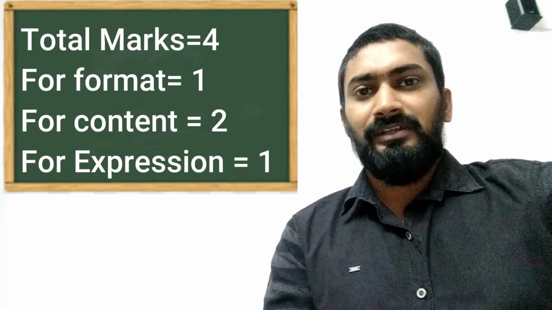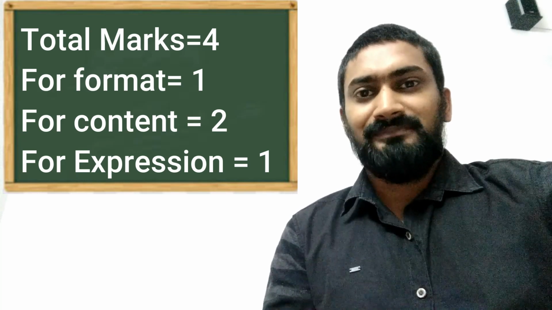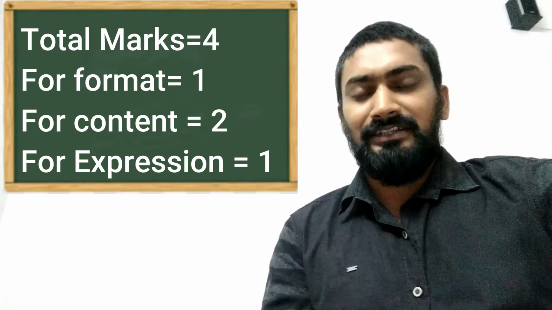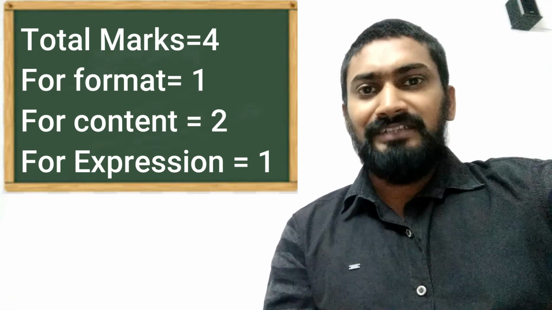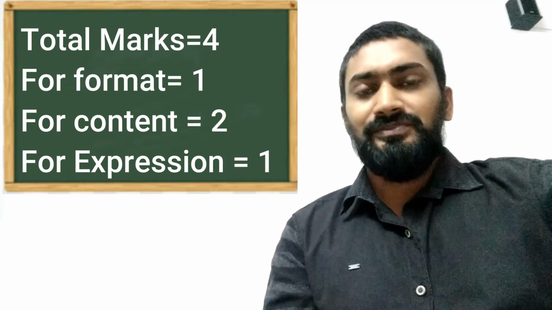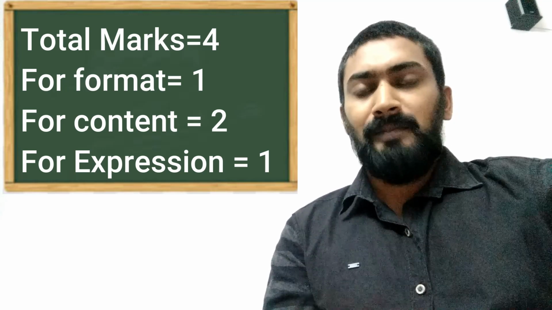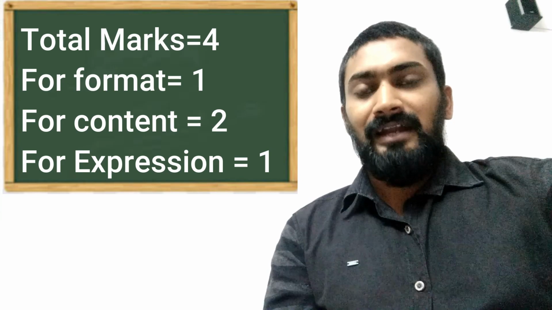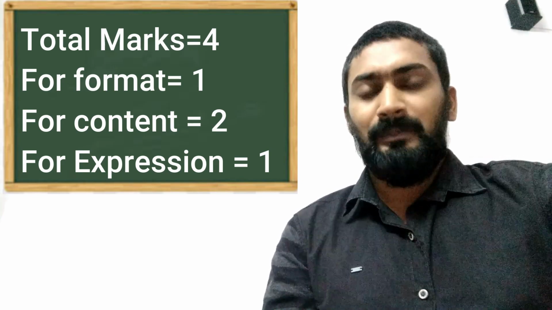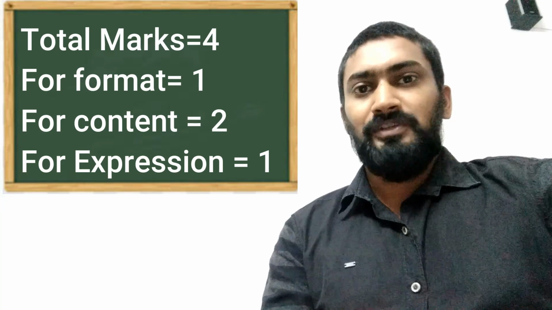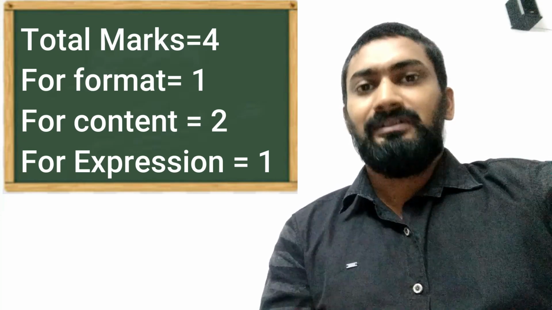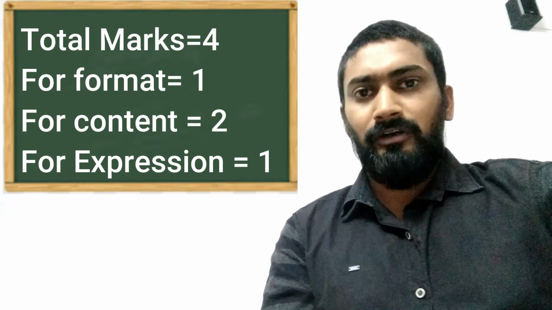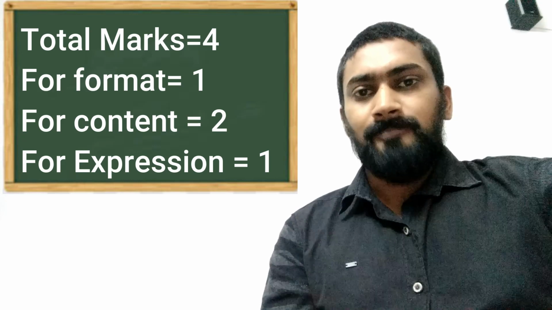Then 2 marks you will be getting for the content. So content means there are certain things that should be there in the notice, that as we explain the notice I will tell you what are the things that should be there in a notice. So those things should be there, and then you will get 2 marks. Then you will get 1 mark for expression. Expression means your spellings, your grammar, and your understanding of the question. So proper understanding of the question should be clear in your answer. So like that only these 4 marks will be given to you. So first let us see the format of writing a notice.